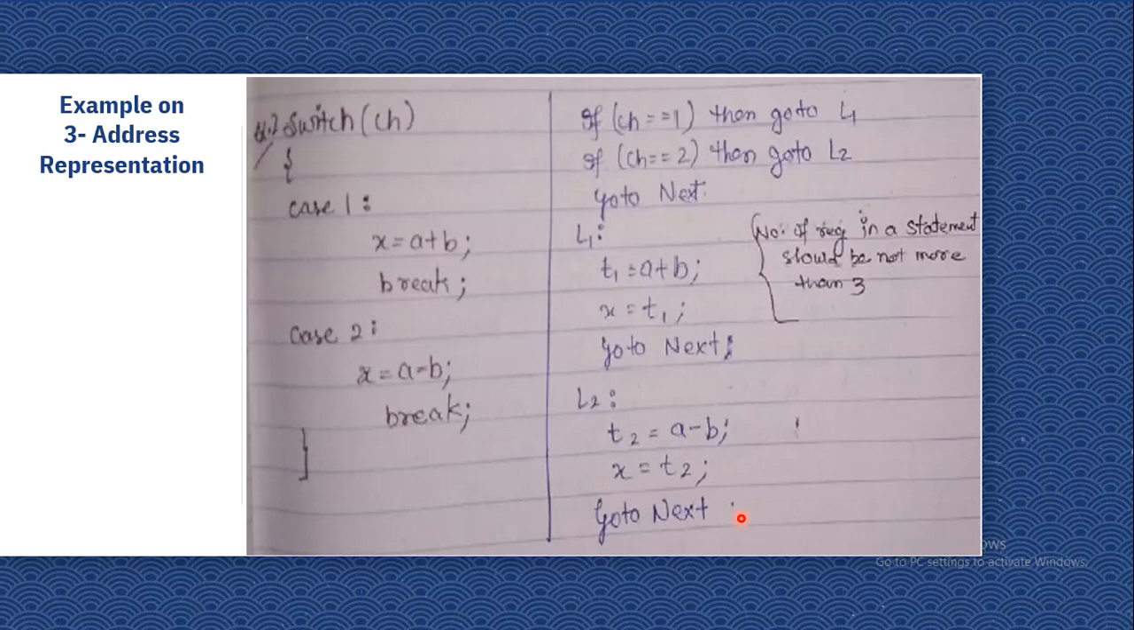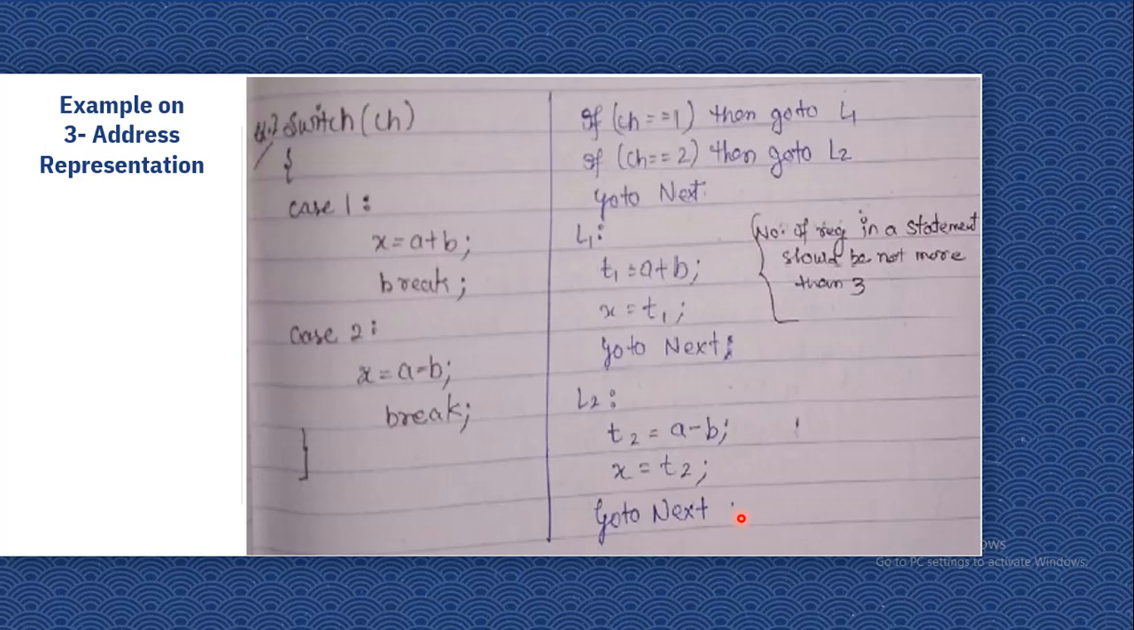Okay, so t1 equals a plus b. Then the value of a plus b, which is stored as the value of t1, will get transferred to x. After that, we are using the break statement. To show the break statement, we use goto next. Next shows the end of the switch. So if ch equals 1, then go to L1, perform these operations, and then go to next.